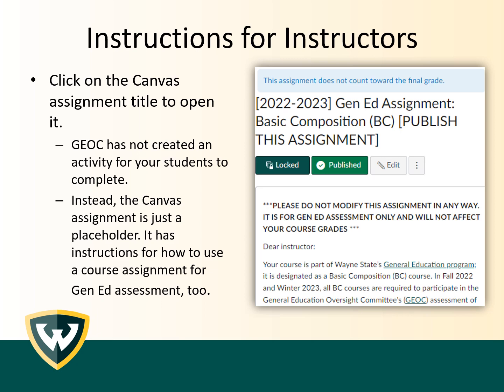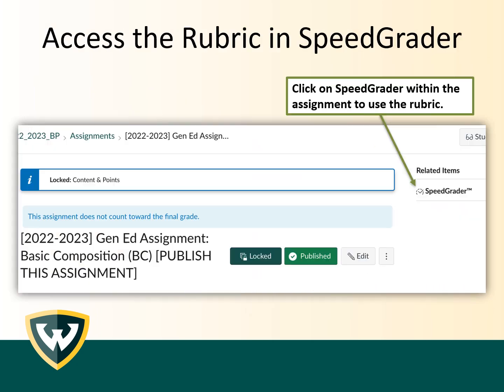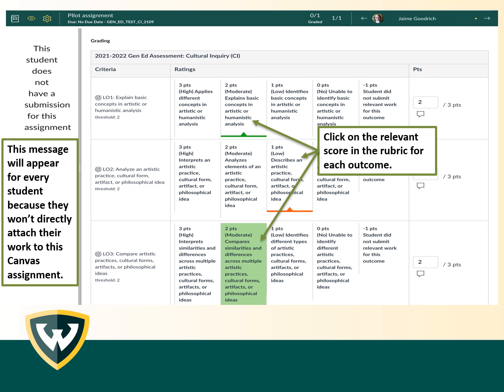When you open the Canvas assignment, you will find that the GEOC has not created an activity for your students to complete. Instead, this assignment is just a placeholder which provides instructions for how to complete assessment and provides links to various support resources. One very important point is that in order to access the rubric, you need to click on SpeedGrader within the assignment. When SpeedGrader opens, you should see the rubric.